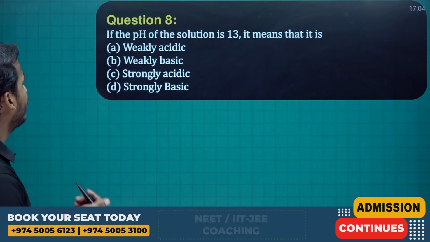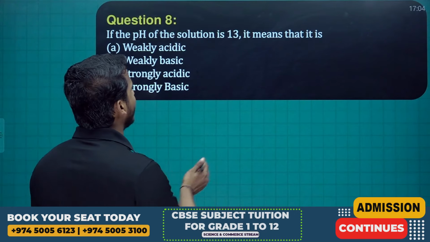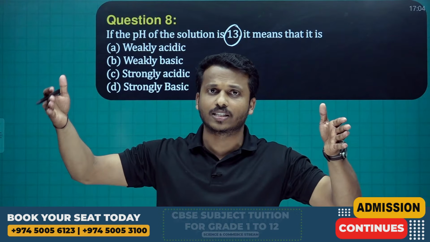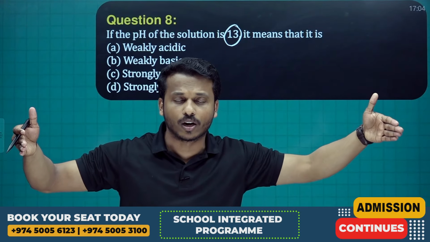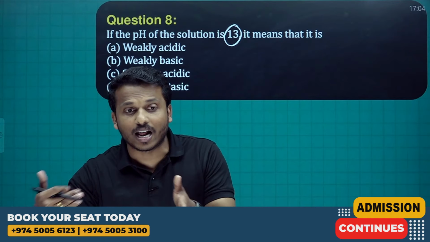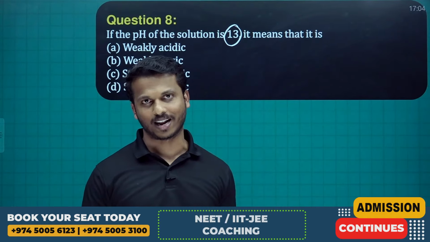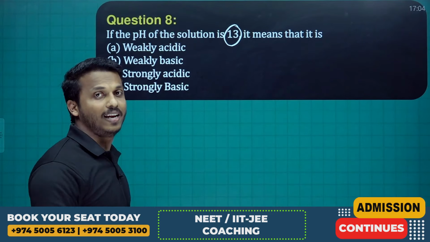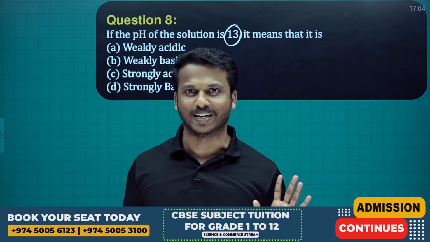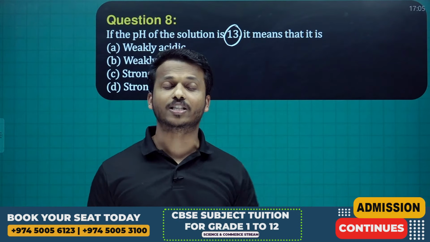Next question. If the pH of the solution is 13, it means that it is... pH starts at 0, this is the 0 and this one total 14. 7 is the neutral one, below 7 acidic, more than 7 basic, correct? So it's 13. 13 means what? More than 7. So definitely it is basic, whether weak base or strong base, my dear.